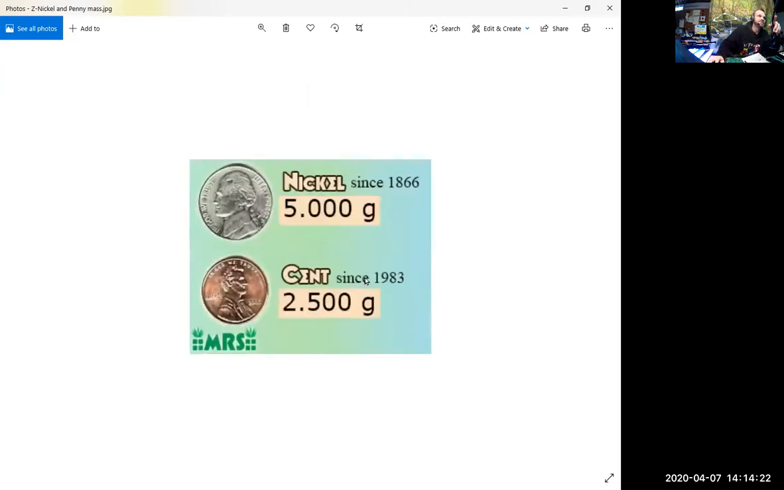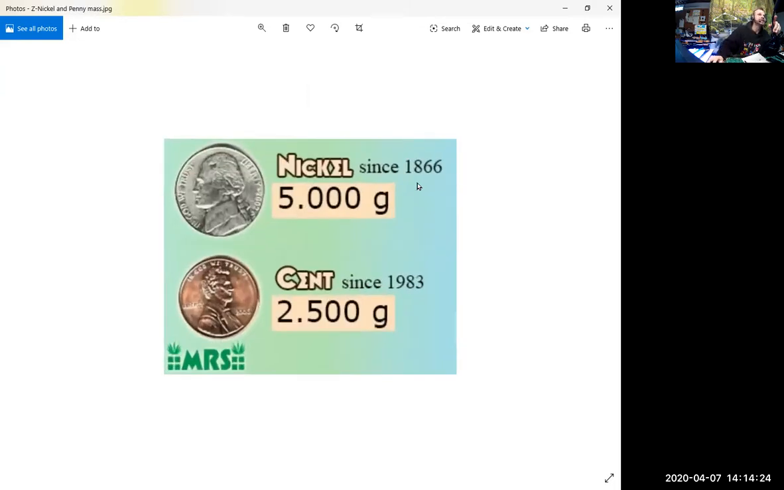We have, apparently, since 1866, a nickel is massed out to be 5 grams exactly. Now, this is very, very accurate. Believe it or not, the U.S. Mint knows how much nickel is worth, and they give you an actual amount of nickel that is worth what it could be used for something else. I mean, it's an actual value.